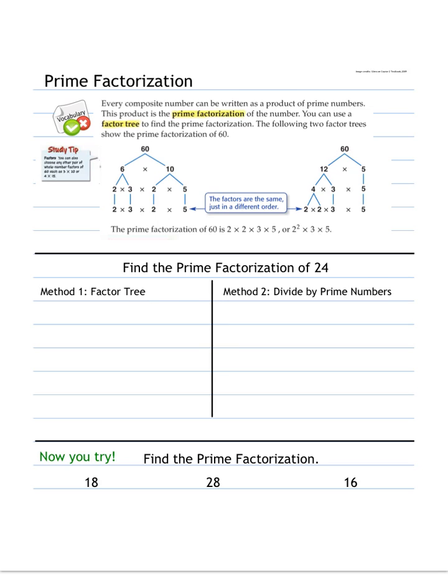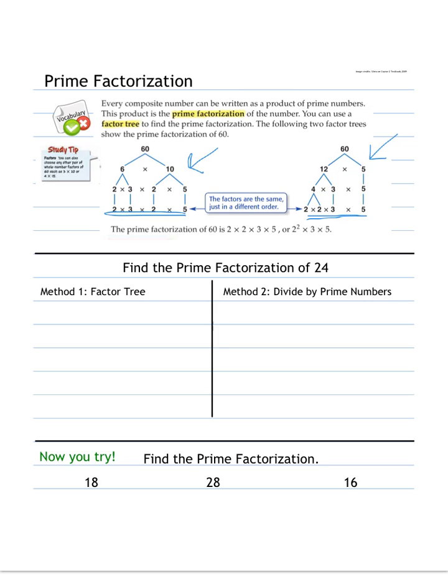Okay, so for example, 60, you can break it up into 6 times 10, and then you keep going until you get those prime numbers at the bottom. Now, notice how these two trees are different, okay? But either way, the factors are the same, just maybe in a different order. So when you look down at the bottom here, they are the same thing, okay?